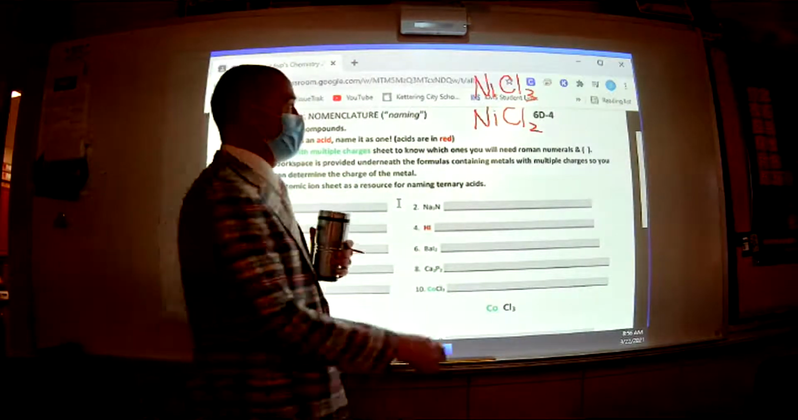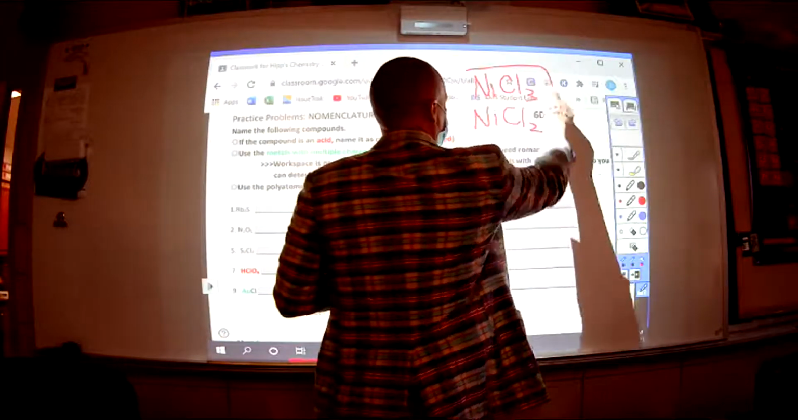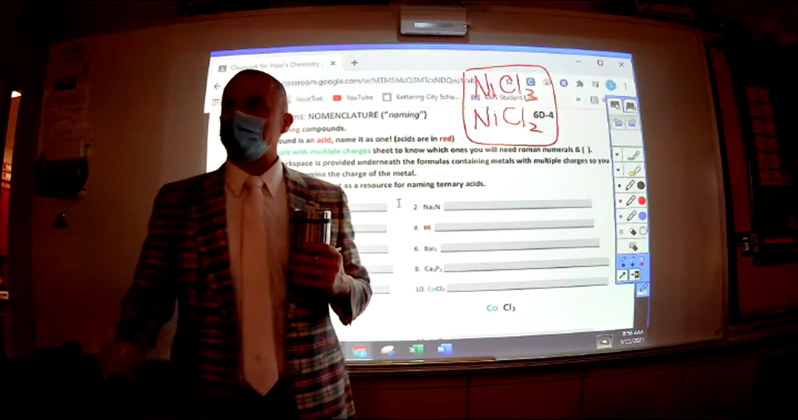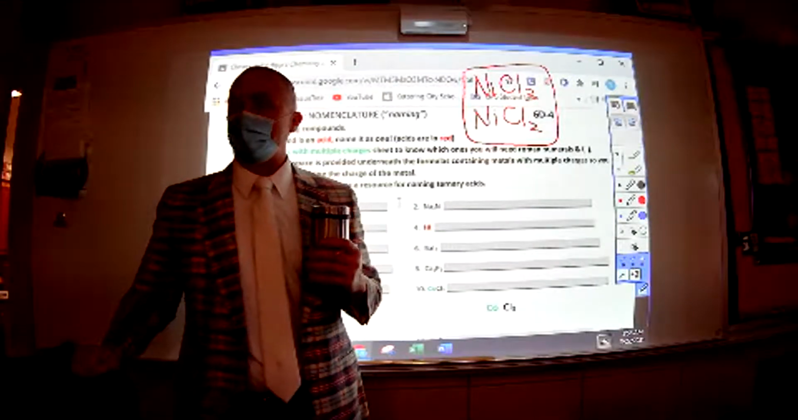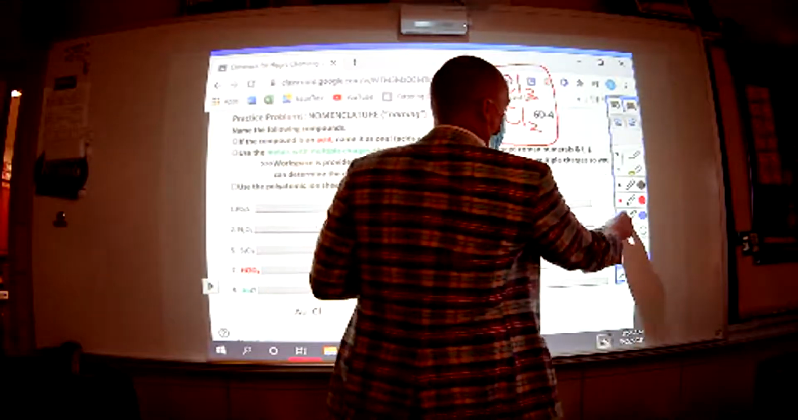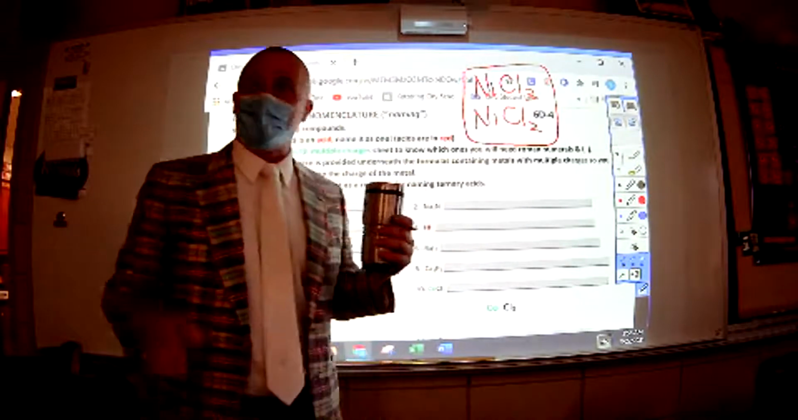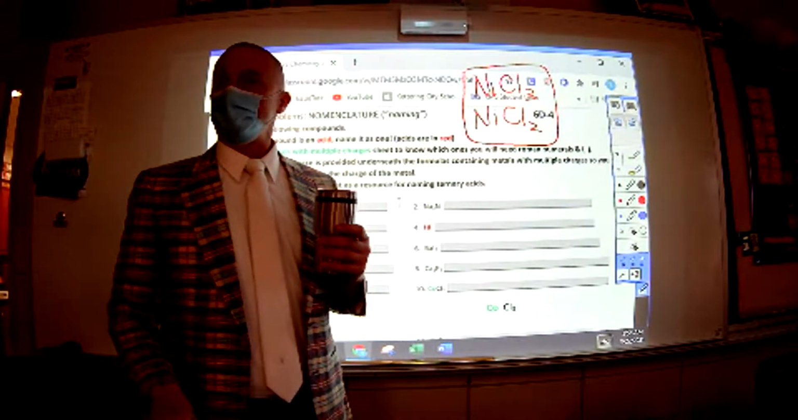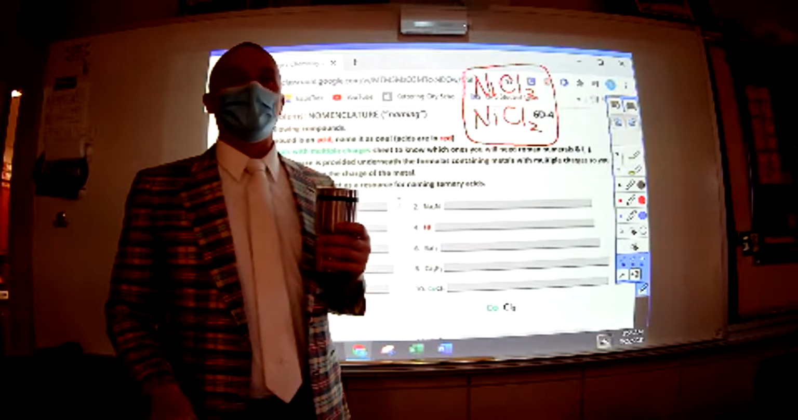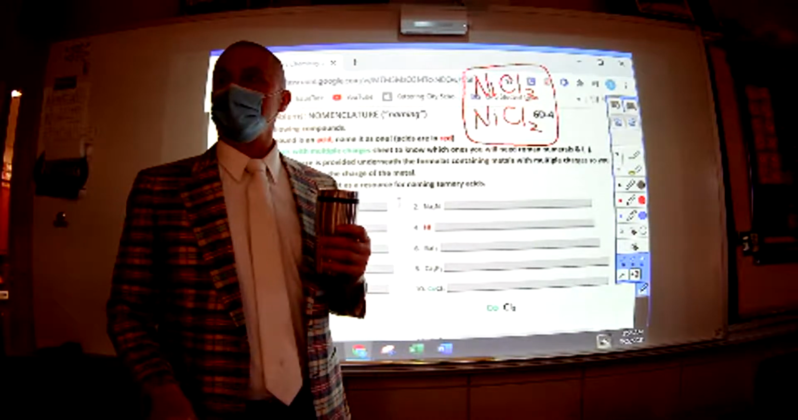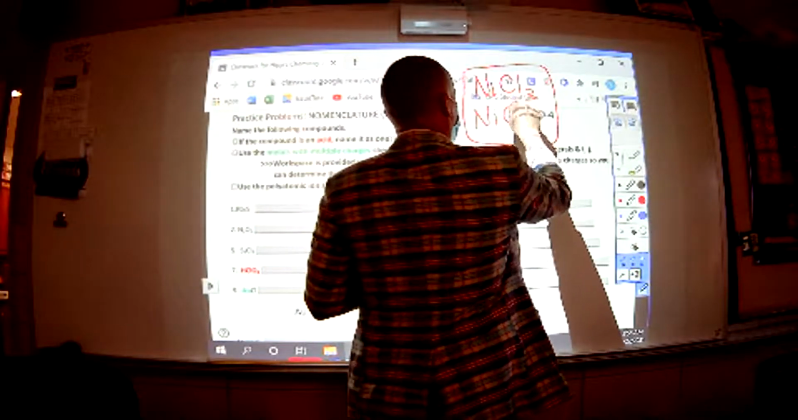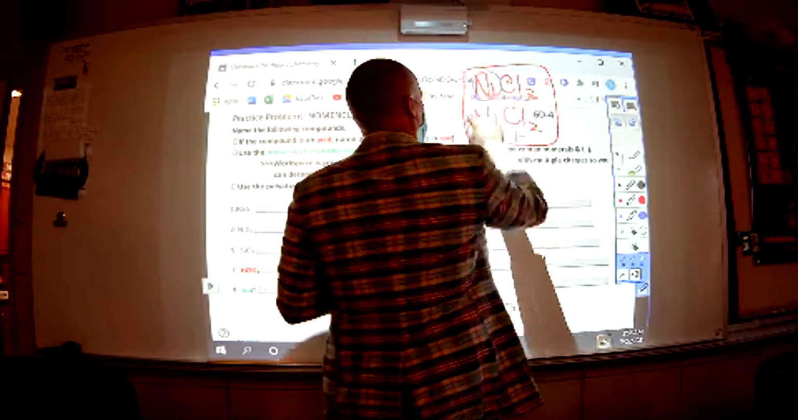So today, when you watch the video, they're going to tell you how to name compounds that have metals that have more than one charge. The chloride ion is always what charge? It doesn't have more than one charge. The chloride ion is always 1 minus. So what's the difference here is what the metal's charge is.